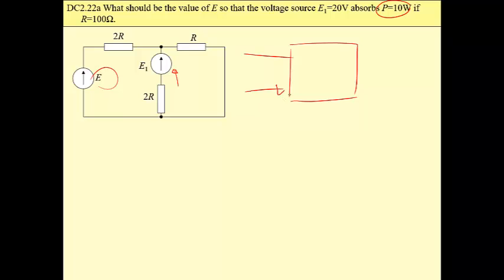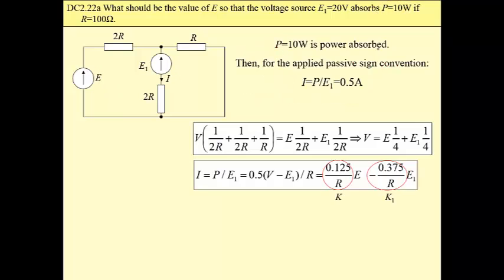So we have the same block diagram as before. Two inputs, one output, but this output now is not power dissipated by a resistor, it is power which is absorbed by a voltage source, another input, which is given at 20 volt. So we should start first of all by applying a passive sign convention. As this power is absorbed, then for the applied passive sign convention we may calculate this current, and this is only one value, 0.5 amp.